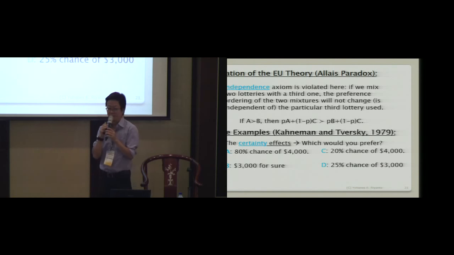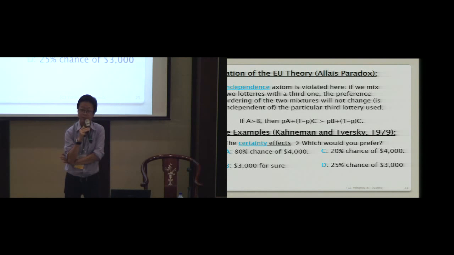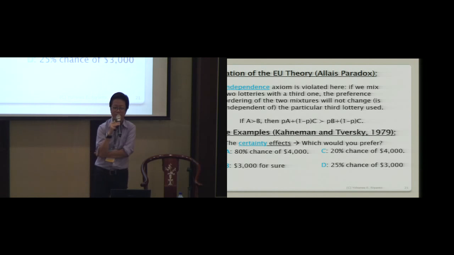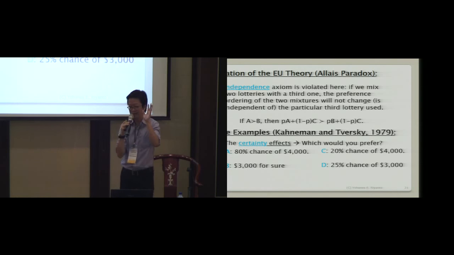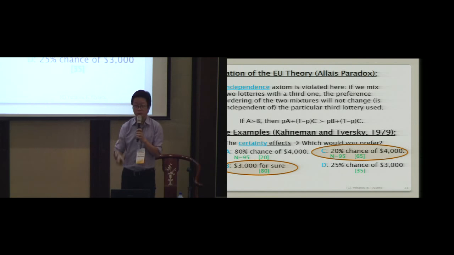What about this? 20% chance of getting 4,000. 20% chance of getting 3,000. Who chooses C? So most people, I heard people say C. So indeed, here, most people choose B. Here, most people choose C. This is also a violation of the expected utility theorem.